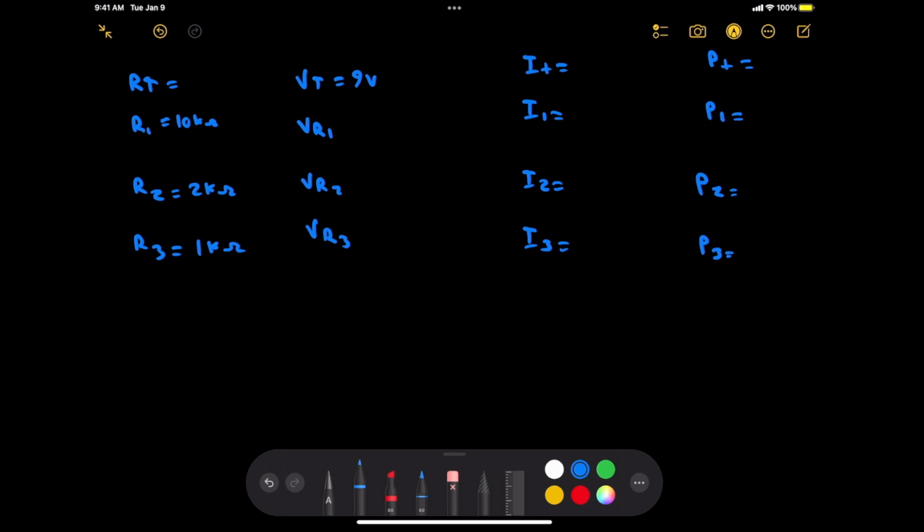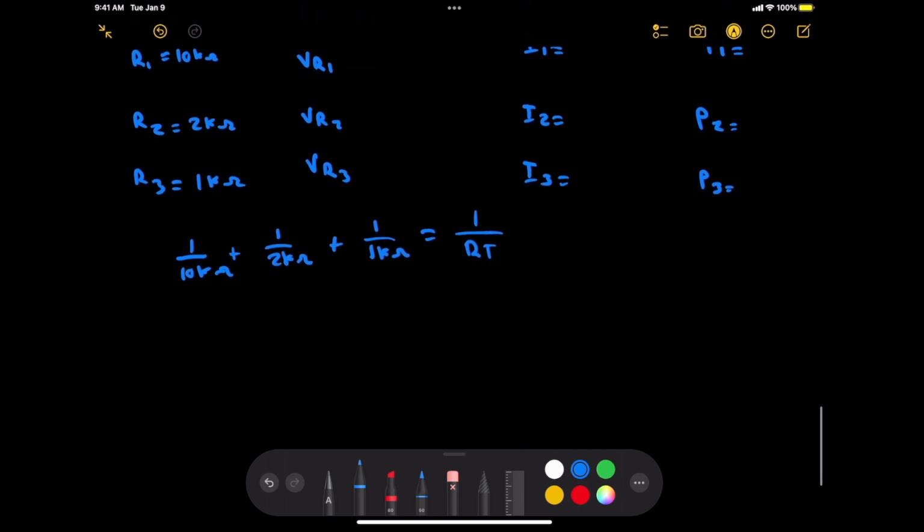So let's say you see 10k ohms for R1. It's going to be 1 over 10k ohms. And it's going to be the same for 2k ohms, and the same for our 1k ohm. And then we take the inverse of that sum. So it equals, let's just have it be equal to RT over 1. Putting that in our calculator.